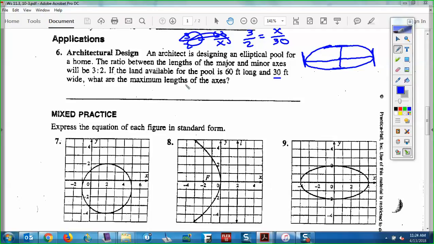Oh, is that all they wanted? Yeah, no, that's all they wanted. I thought we were going to write the equation and all that. I thought we were going to have to write the equation. But we're not, but we could.